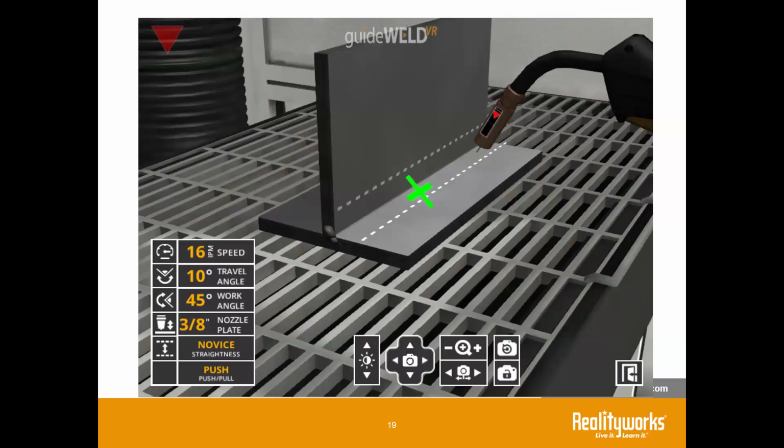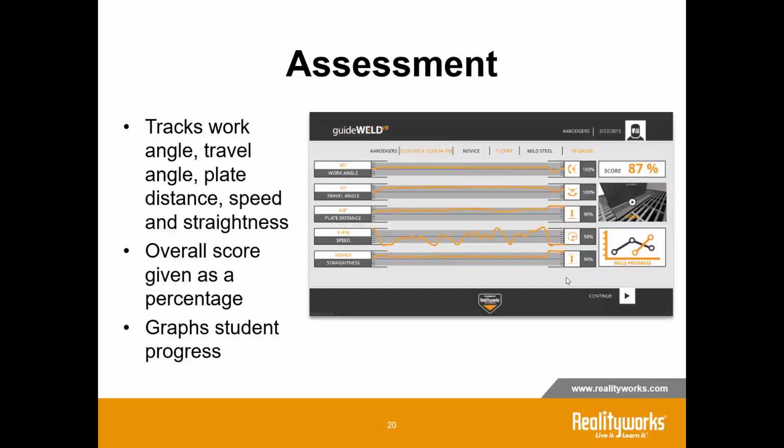So all those guides help students learn proper welding technique in their world, and then it assesses them, allowing them to understand their work angle, travel angle, plate distance, and see, hey, what area am I doing well? What do I need to work on? So in this case, this assessment shows that the speed was kind of all over the place, and they lost points because of that. So what do they need to work on in some areas? Work angle is doing well, travel is doing well, and their plate distance, their speed, and their straightness are areas that they can improve upon.